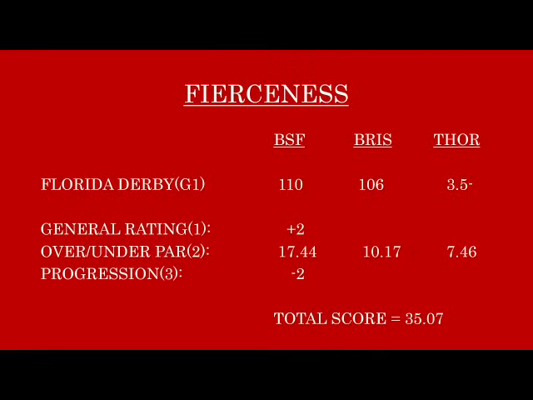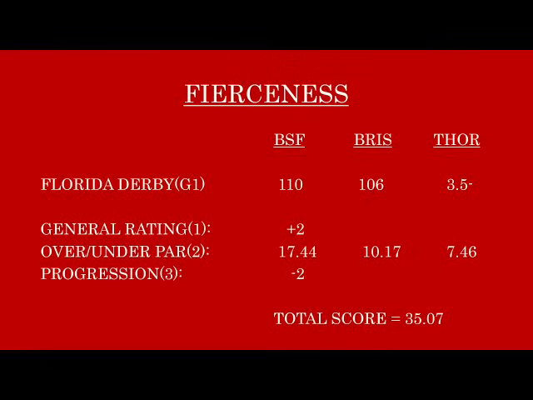So for the over-under, you saw the averages, and doing our calculations, he was 17.44 above average for the Beyer, 10.17 above average for the Brisnet, and 7.46 above average for the Thoroughgraph. And obviously that number comes from the fact that the average Thoroughgraph is 3.96, and so the negative number is actually well above average, and that's how you come up with a positive there for anybody who's a little confused.